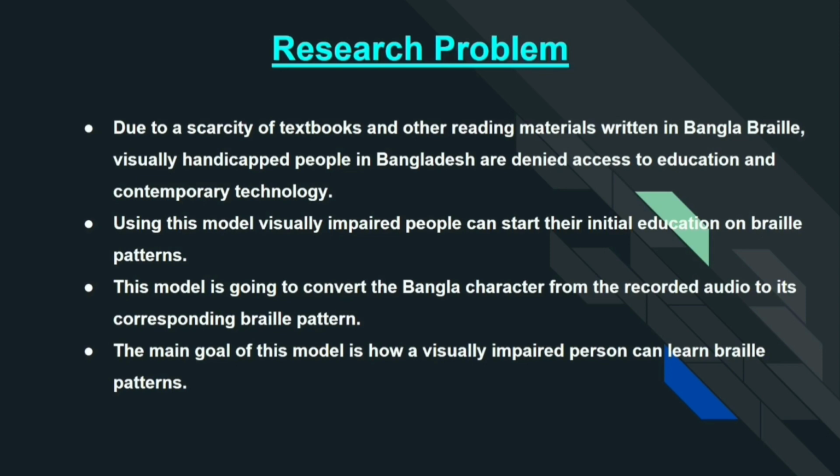Now, coming to the next part, which is the research problem. Due to a scarcity of textbooks and other reading materials written in Bangla Braille, visually handicapped people in Bangladesh are denied access to education and contemporary technology. To make a significant difference in this situation, the model that we are going to develop is for visually impaired people, by which they can start their initial education on Braille patterns.